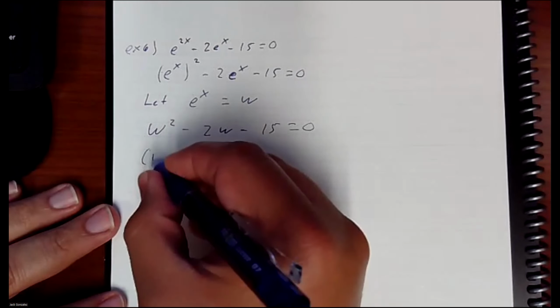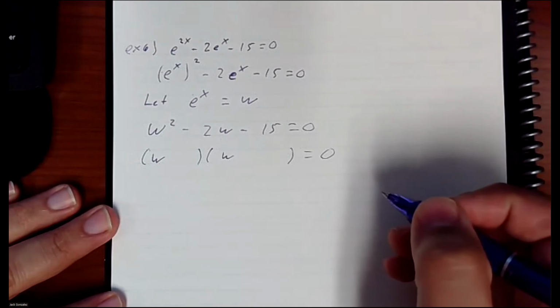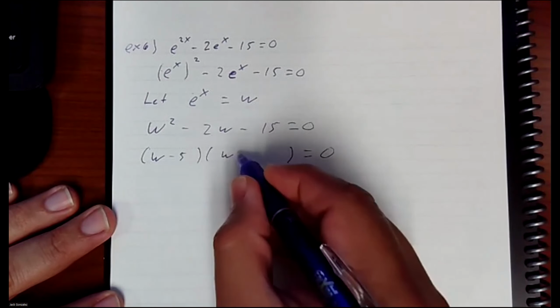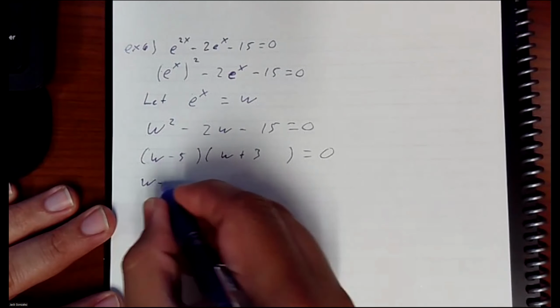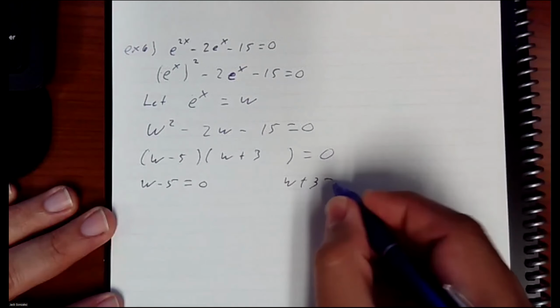So factor this guy and find out what W is. W is going to be factors of -15 that add up to -2. So -5 plus 3. So W minus 5 is equal to 0, W plus 3 is equal to 0. W will be 5 and -3. But remember that those are dummy variables. So we're actually trying to solve for x. So change it back to the x value.